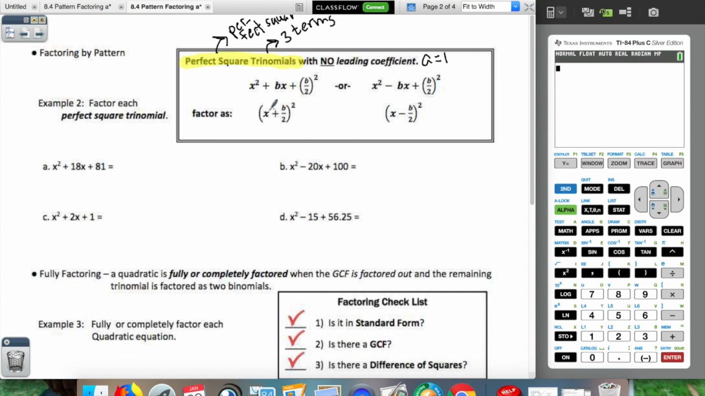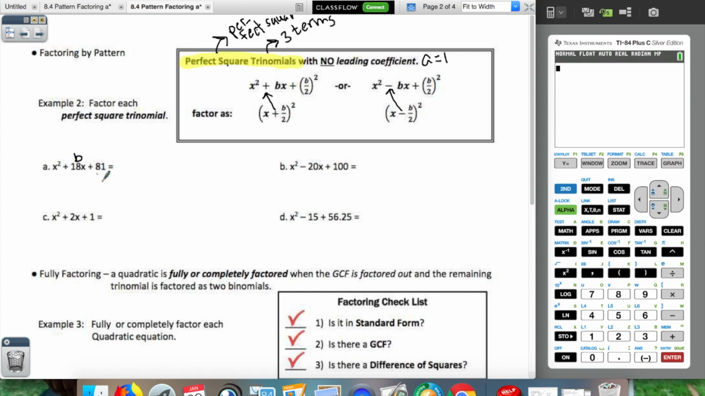And what it'll look like, it'll just look like x plus that b over 2, all of it squared, or x minus that b over 2, all of that squared. What matters is the sign of that b. If it's positive or negative, that will be our answer. So let's look at our first one. We have x squared plus 18x plus 81. So what we want to do here is look at b first.